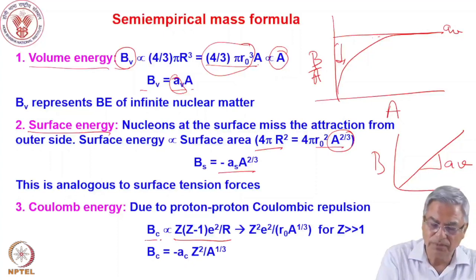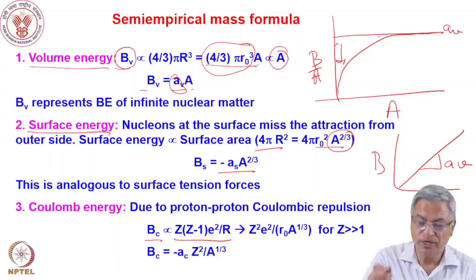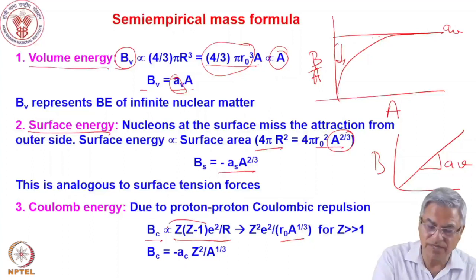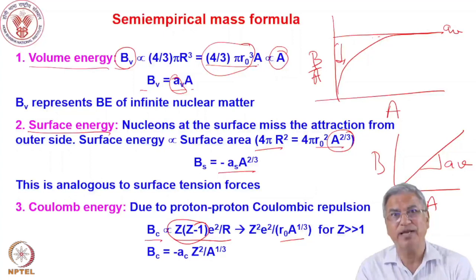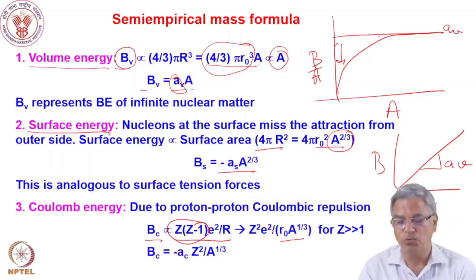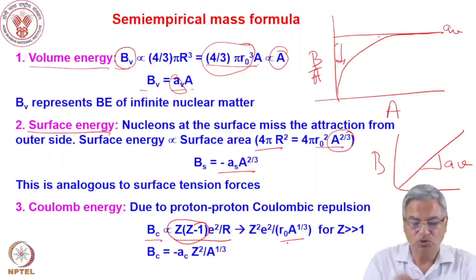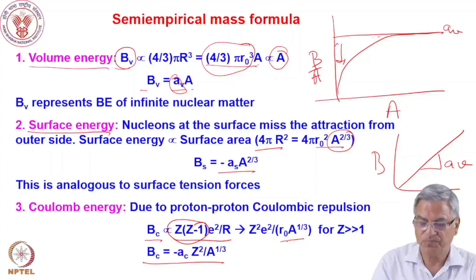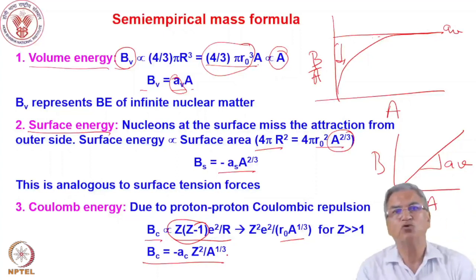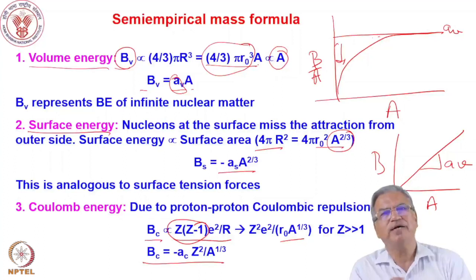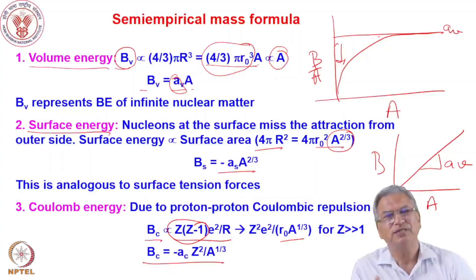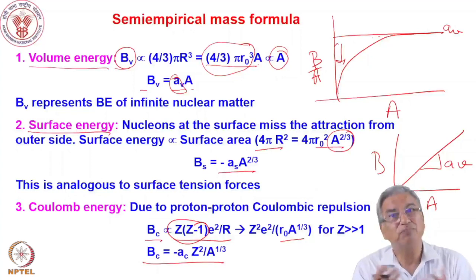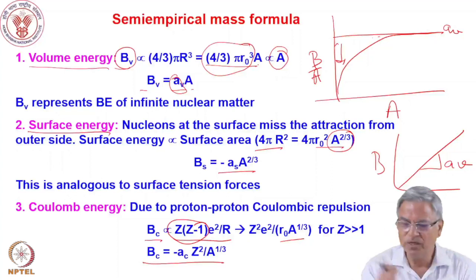This is proportional to V_C, the Coulomb energy term. So you can now substitute R0 A raised to 1/3. Particularly when Z is very large compared to 1, then Z into Z minus 1 is Z squared. So it becomes Z squared e squared upon R0 A to the power 1/3. So the Coulomb energy term becomes minus A_C, where A_C is nothing but e squared upon R0, times Z squared upon A to the power 1/3. This Coulomb energy term is again a negative contribution to binding energy because it is a repulsive term. The volume energy term is an attractive term, but the Coulomb energy term is a repulsive term. So it is trying to decrease the binding energy of the nucleus.